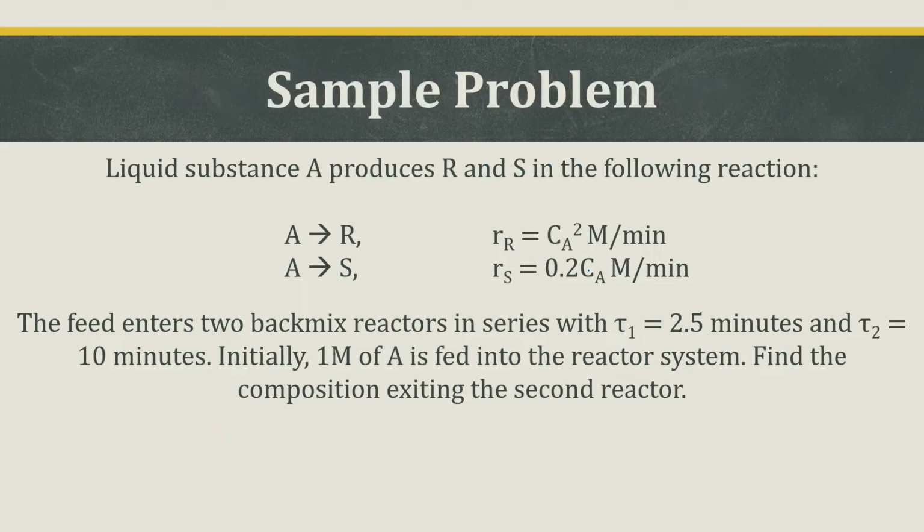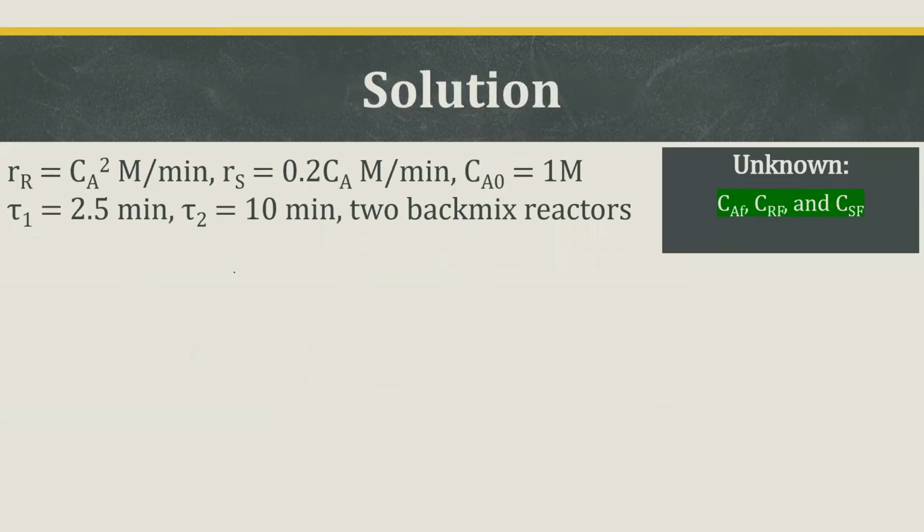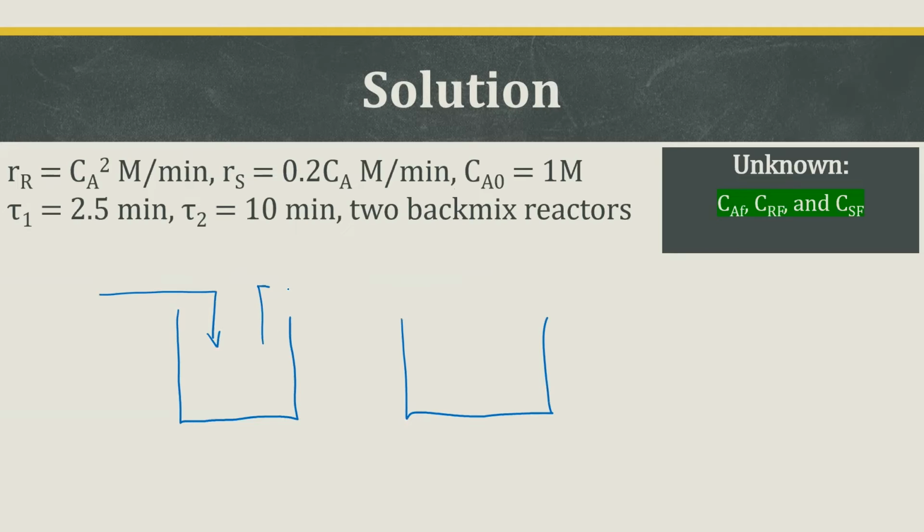So liquid substance A produces R and S in the following parallel reaction. The feed enters two backmix reactors in series with tau1 equal to 2.5 minutes and tau2 equal to 10 minutes. And initially, we only have 1 mole per liter of A fed into the reactor system. So we need to find the composition exiting the second reactor. To illustrate the problem first, we have two backmix reactors in series. So we have here CAO, which is equal to 1 mole per liter, and you don't have anything else.